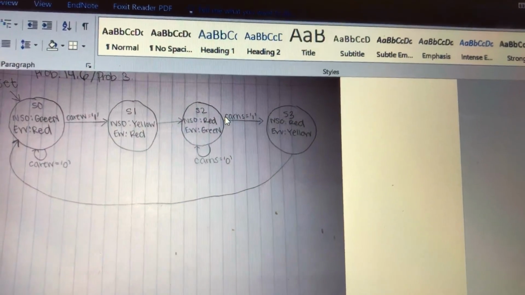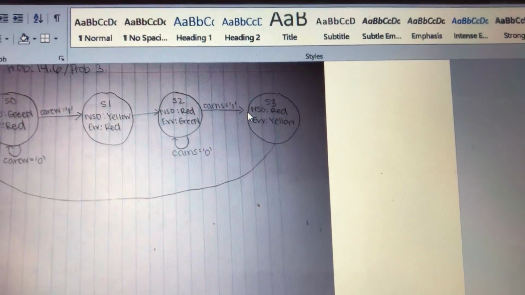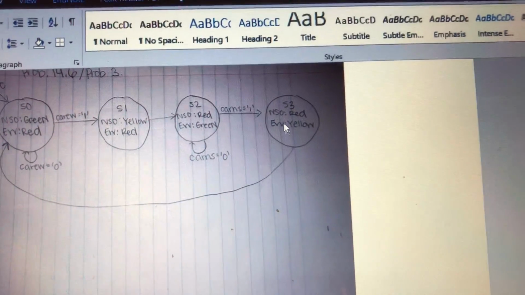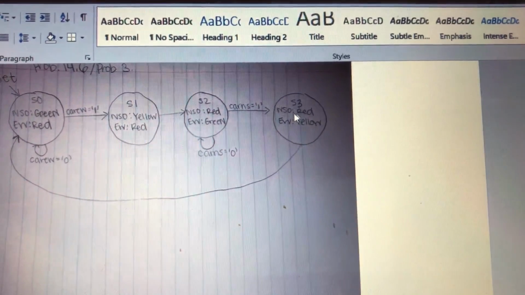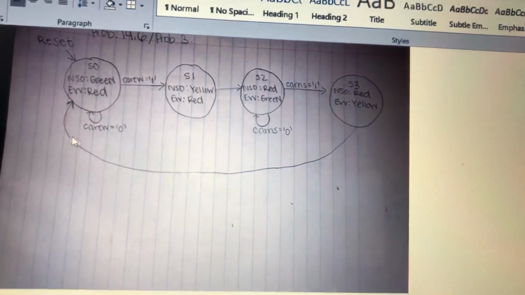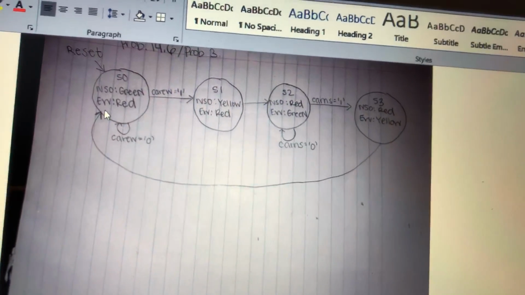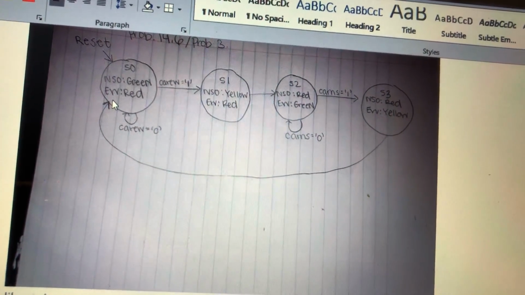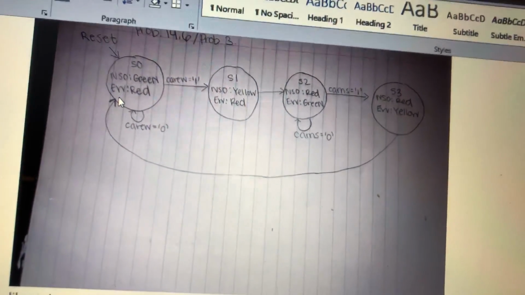Otherwise, if a car is detected in the north-south direction, then the east-west direction will begin to transition to a yellow light, while the north-south will remain red, and then it will restart back at state 0, where we have north-south going again or transitioning to a green light.